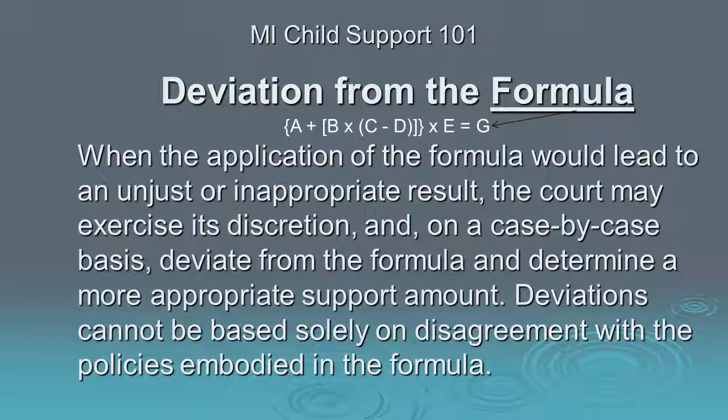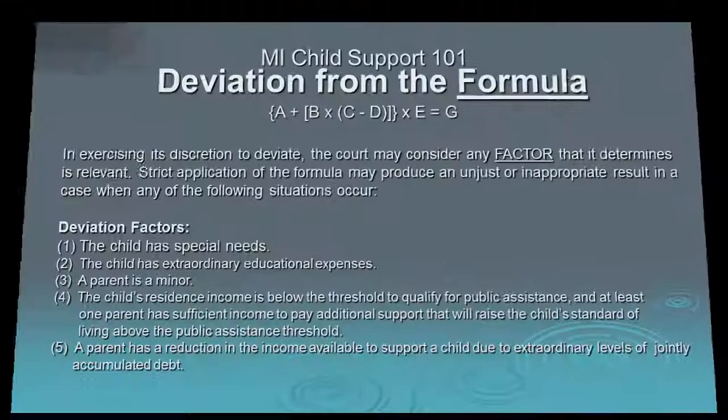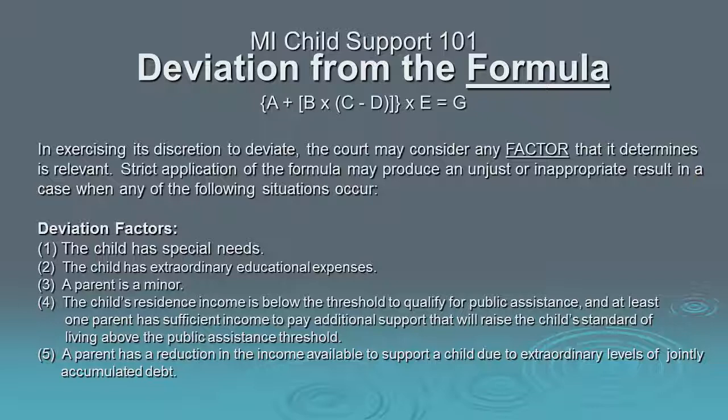The court may deviate from the formula when the result of the formula leads to an unjust or inappropriate result. Deviations cannot be based on the court's disagreement with the policies in the formula. This slide and following slide list 21 factors the court may consider when deviating from the formula.